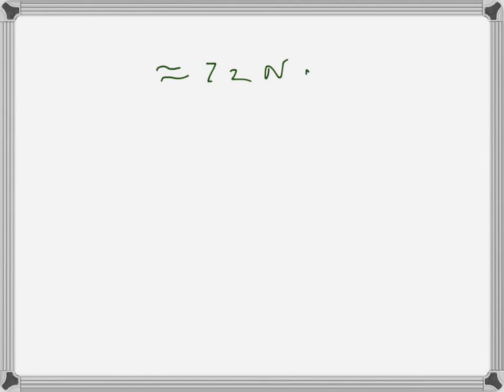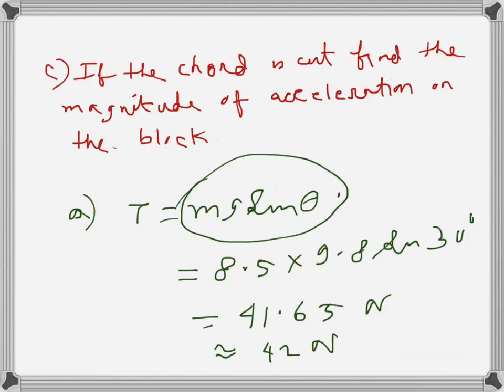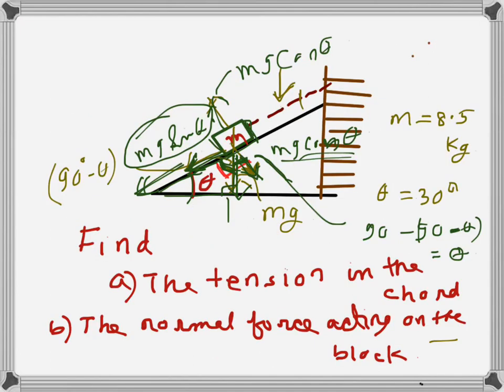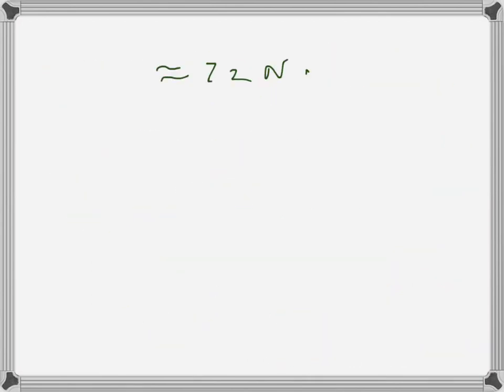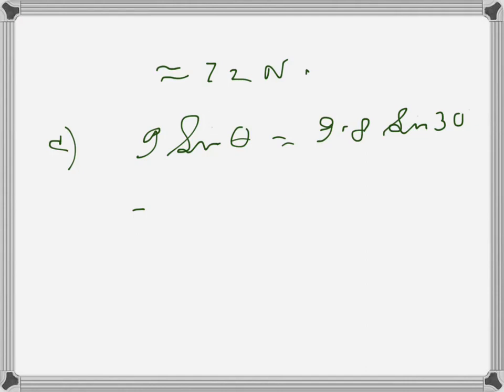Finally, if the cord is cut, what is the magnitude of the acceleration of the block? If the cord is cut here, it will start going down, and the acceleration will be g sin theta. So acceleration for part C will be g sin theta, which is 9.8 times sin 30 degrees, which is 4.9 meters per second squared.